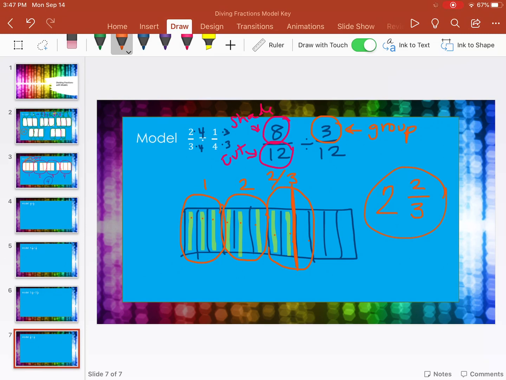And that is it, guys. So remember, always model the first number after you find common denominators, and then group by the top of the second number. It must be no whole numbers. It has to be improper or just a regular fraction. And that's it.